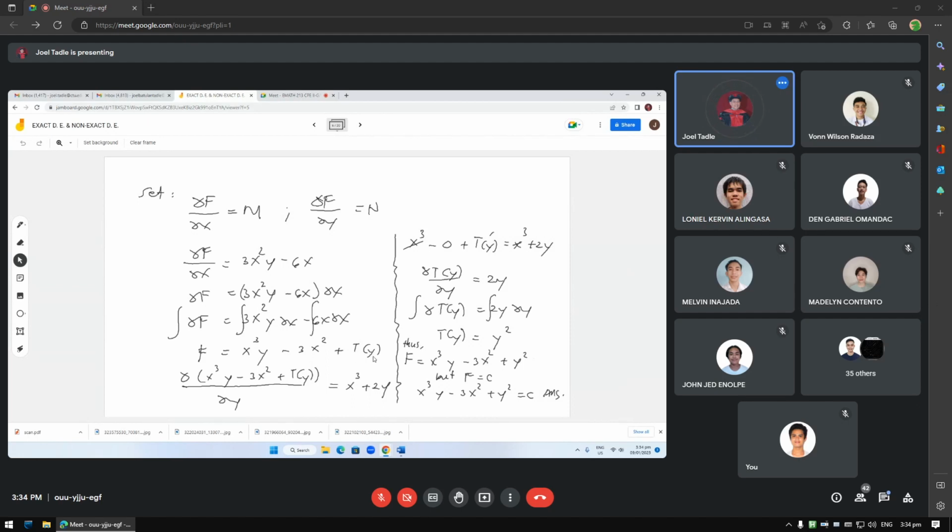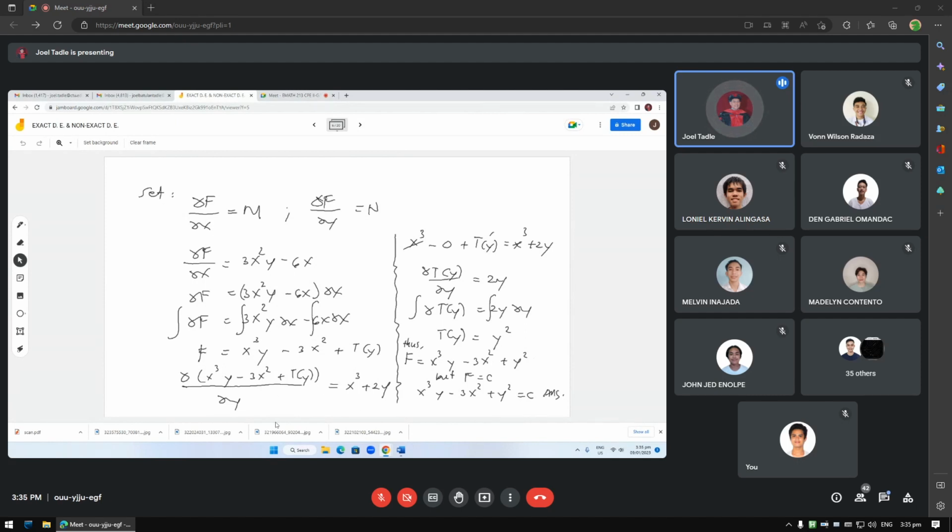So balik-balik ra gani guys, no? So kaning t of y, mangita tag value ani niya, no? So first, ang atong buhaton kani siyang value sa f, ato ni siyang i-substitute dito sa second equation nato. Partial derivative of f with respect to y equals n.